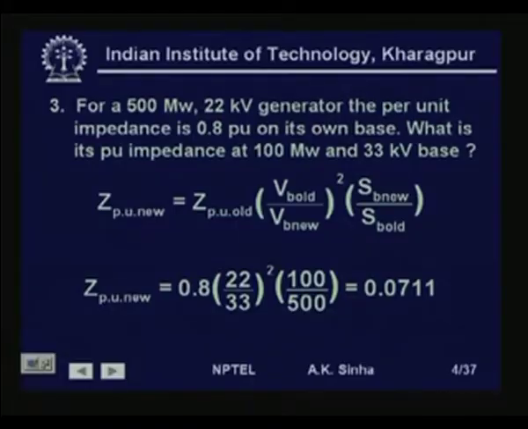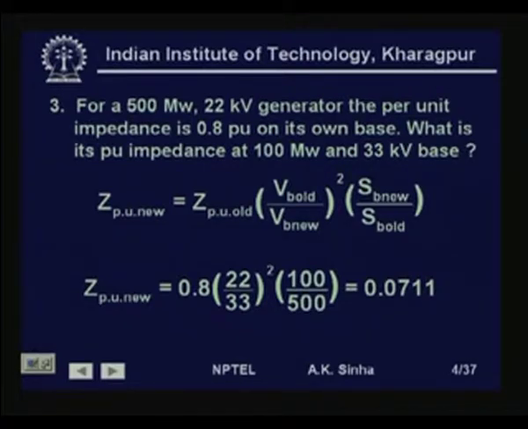Well, the third question was, for a 500 megawatt 22 kV generator, the per unit impedance is 0.8 per unit on its own base. What is its per unit impedance at 100 megawatt and 33 kV base? Well, as we had seen in lesson 2, the Z per unit on the new base is given as Z per unit on the old base multiplied by old V base divided by new V base squared, multiplied by new MVA base divided by old MVA base.